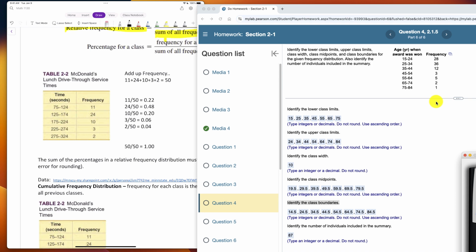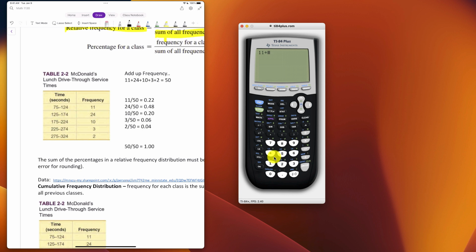Let's add them all up. And you can see I've already done that. 11 plus 24 plus 10 plus 3 plus 2. That's why you have a calculator, you get your 50. That's the total. The relative frequency is what percent is the 11 out of 50. 11 out of 50 is 22%. Or you can see it's written as 0.22 or 22%.